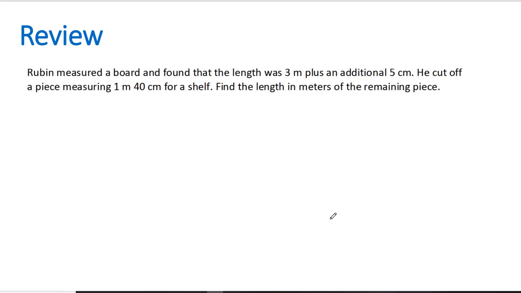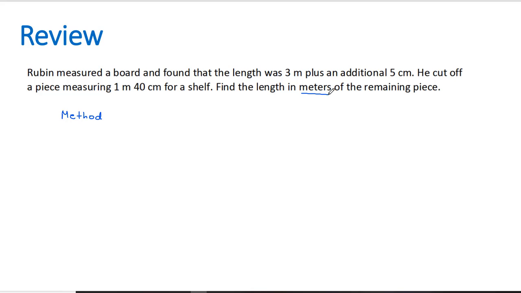For this word problem, Ruben measured a board and found that the length was 3 meters plus an additional 5 centimeters. He cut off a piece measuring 1 meter, 40 centimeters for a shelf. Find the length in meters of the remaining piece. So we have 2 methods we can use here. The first method is to keep everything in meters by converting the centimeters.